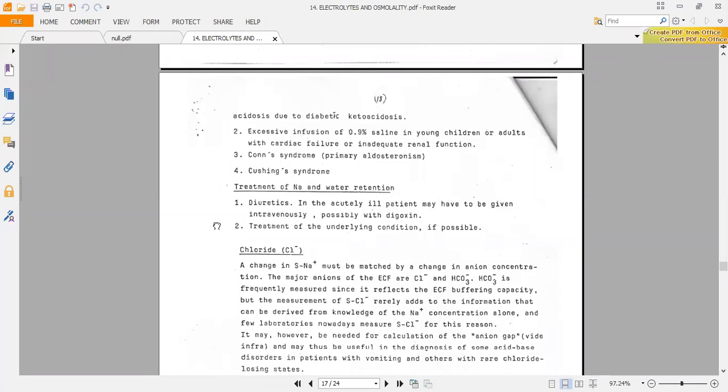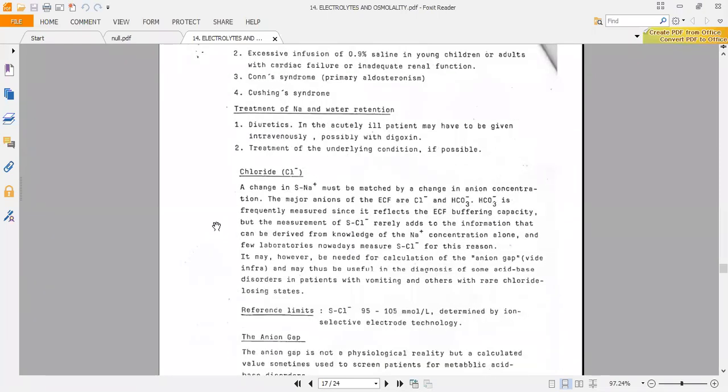Okay, good. So we are done with sodium. We've talked about hyponatremia and hypernatremia. Good. Let's look at anions. Okay, let's come to anions. Now, sodium goes with chloride.